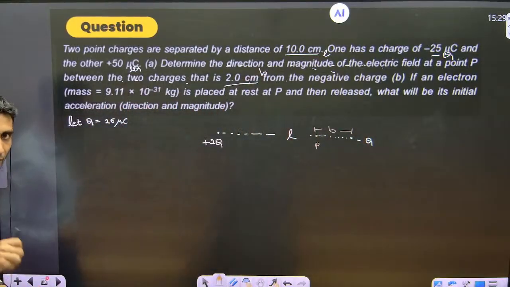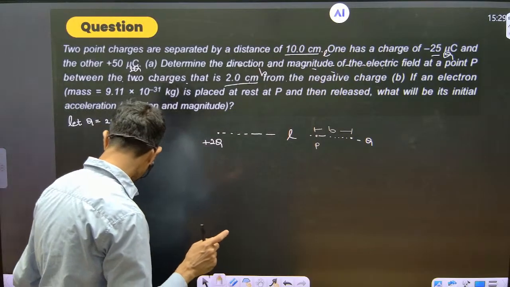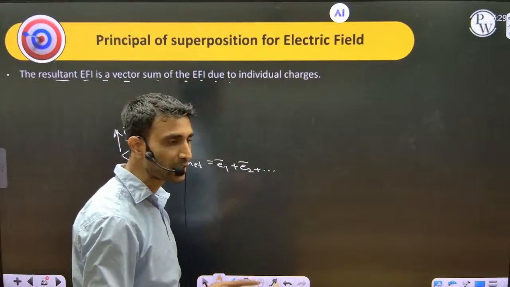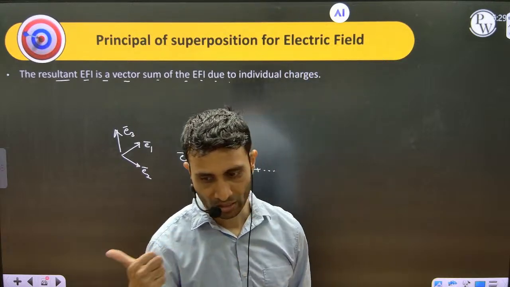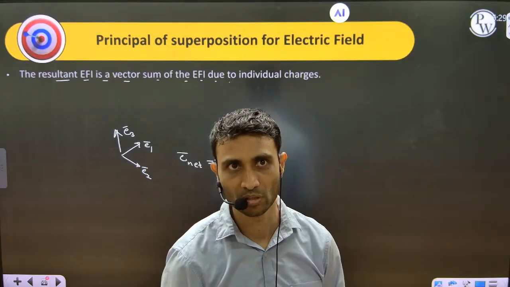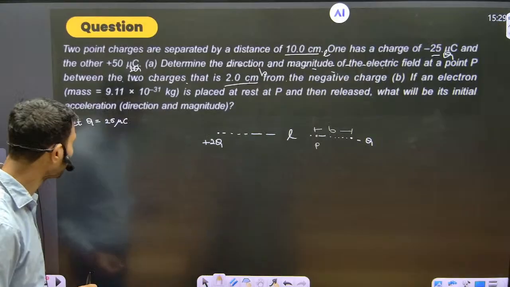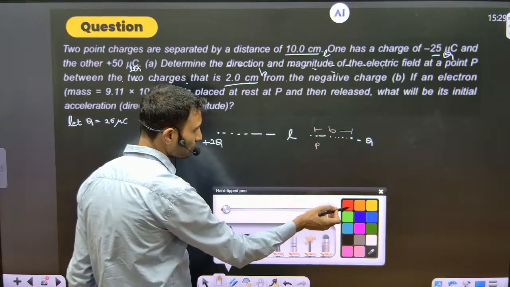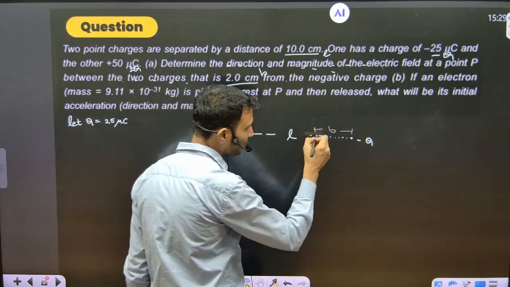I want to find the electric field. How do I find out? I just studied that net electric field is the sum of all the electric fields. So let us find the electric field due to one charge. Then let's find the electric field due to the other charge and add the two electric fields. That is straightforward, right? That's what I'm going to do. Let's find the electric field due to the positive charge first. Because the positive charge electric field here will be in this direction.